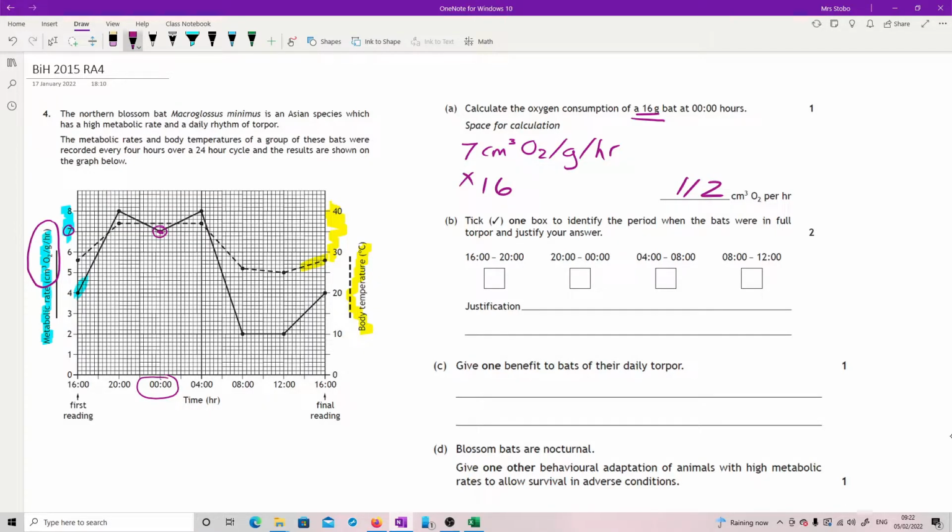I don't think that one's too bad, actually. Just be careful that you're reading to the correct side and with the correct line.